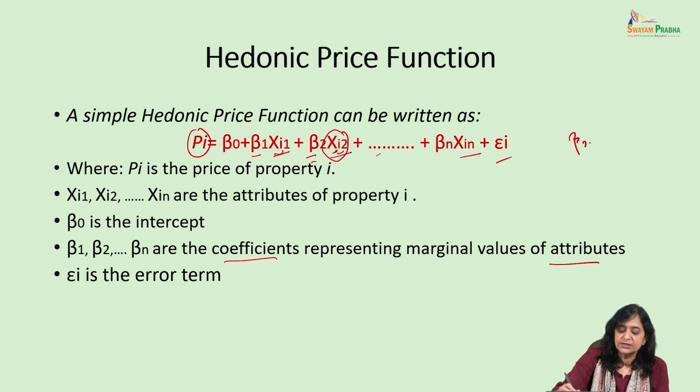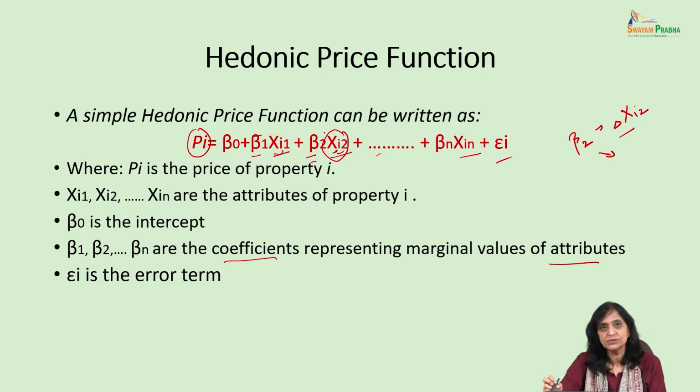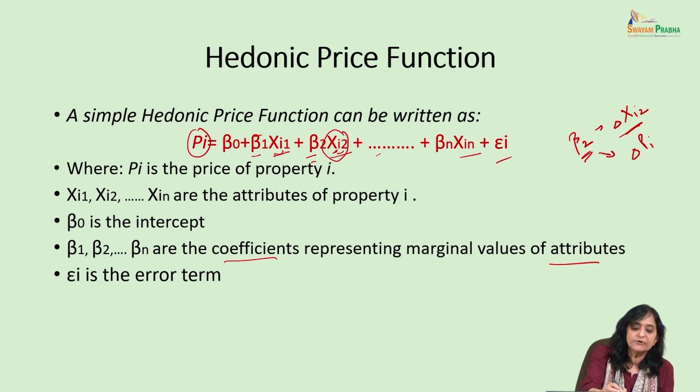So beta 2 basically tells you that if one particular attribute, let's say xi2, changes, other things remaining constant, and let us say xi2 represents the air quality, now if this air quality improves, how much does the price of that house change because of this increase in air quality? That is measured by your beta 2. Similarly, if the first characteristic, let's say xi1, changes, how much does the price change? That is measured by beta 1.